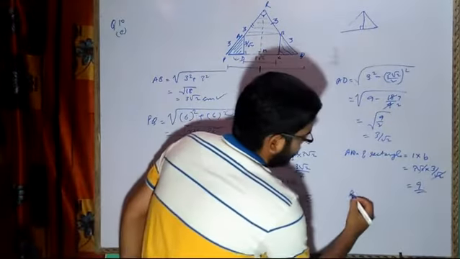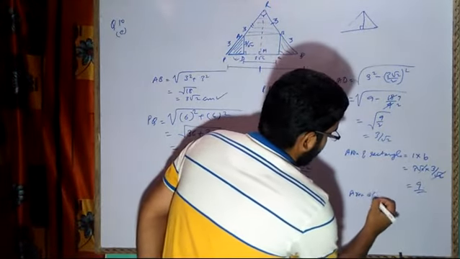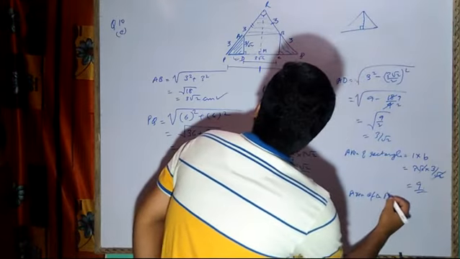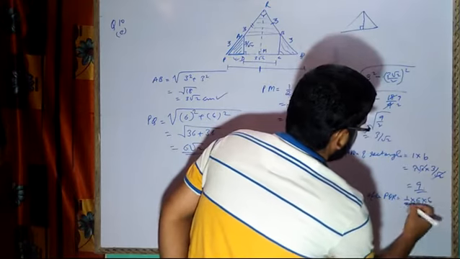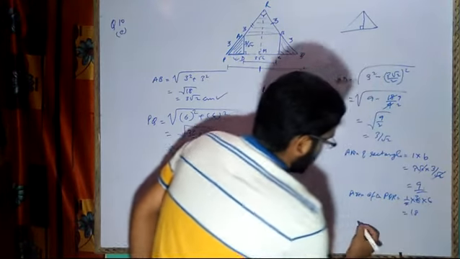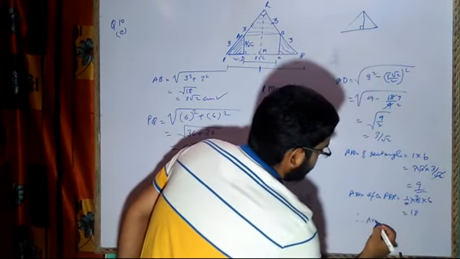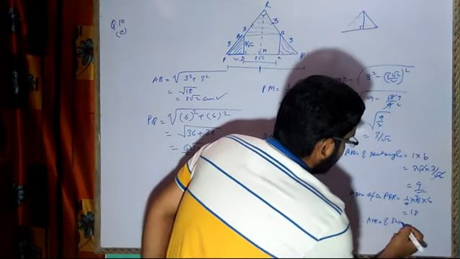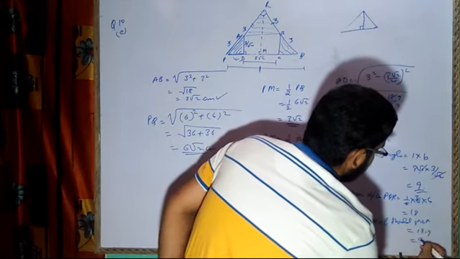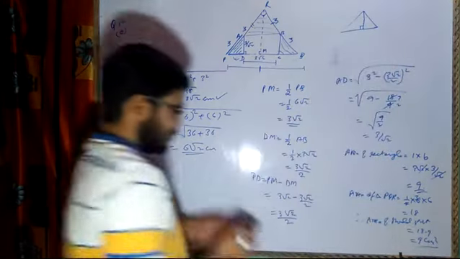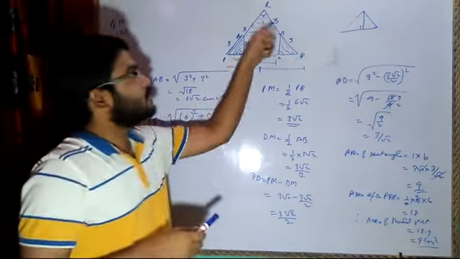Area of triangle PQR is equal to half into 6 into 6. That means 18. Therefore, area of shaded part will be equal to 18 minus 9 centimeter square. So in this way you have to calculate the value of the shaded part.